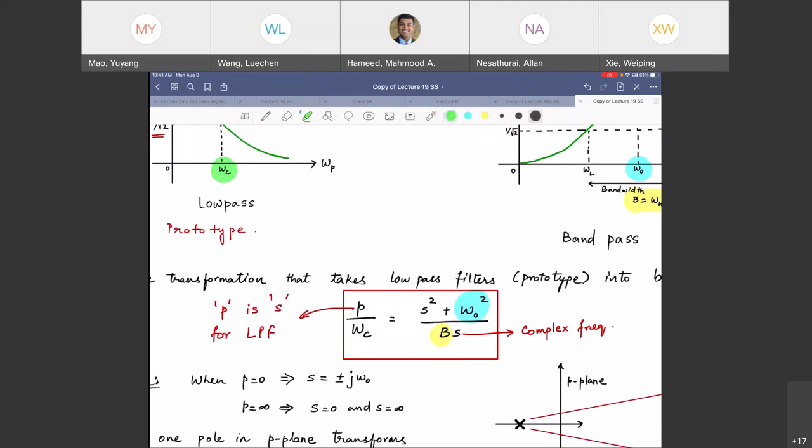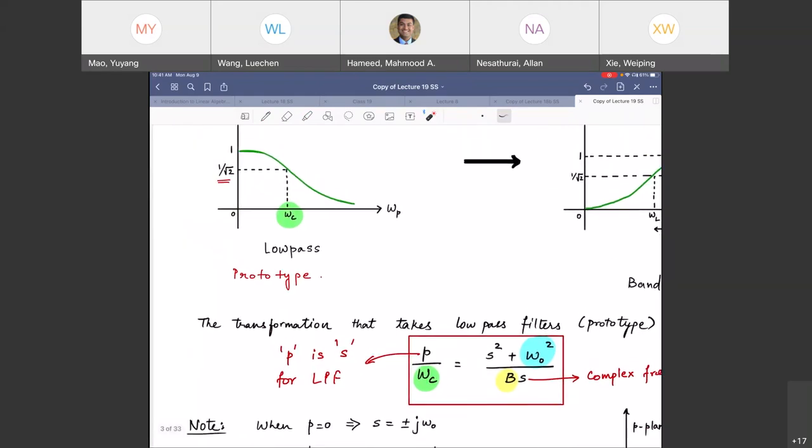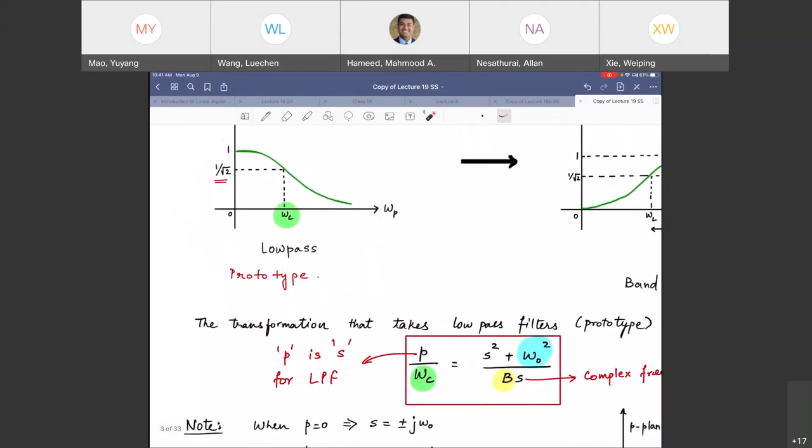What is omega C? Omega C is your cutoff frequency. So you design a low pass filter first for a certain omega C, then you transform it to a band pass filter for a given omega zero and B. What is a P plane? The P plane is the S plane that corresponds to the low pass filter for the prototype.